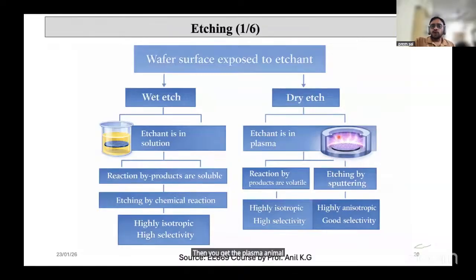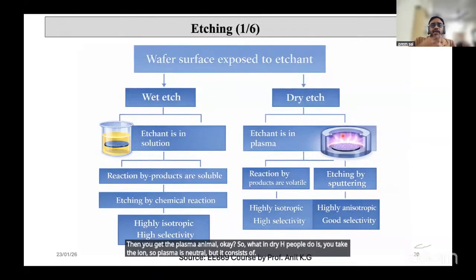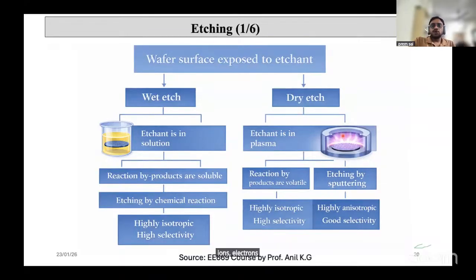So what people do in dry etch is take the ions. Plasma is neutral overall, but it consists of ions, electrons, and neutrals, all of that. What you do is, you drive them.